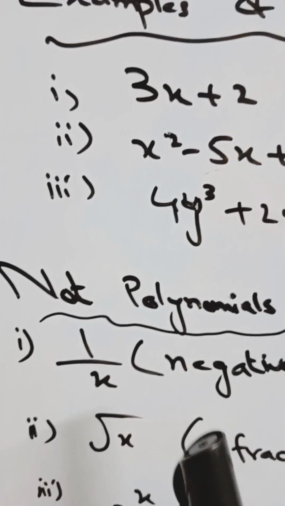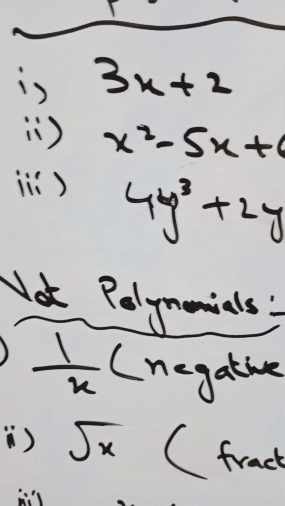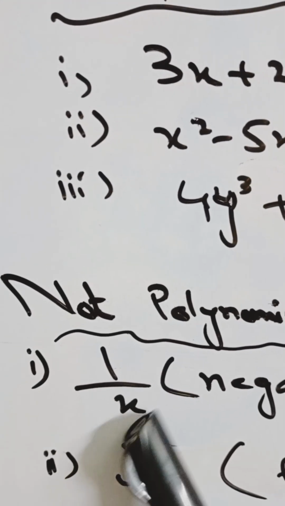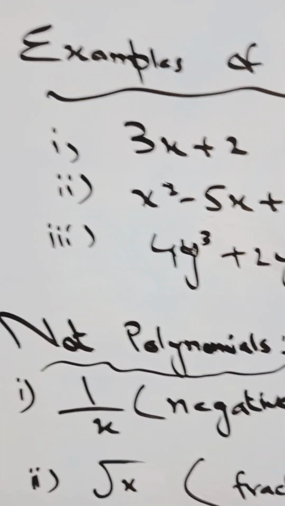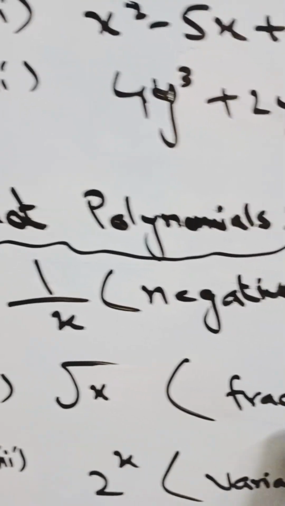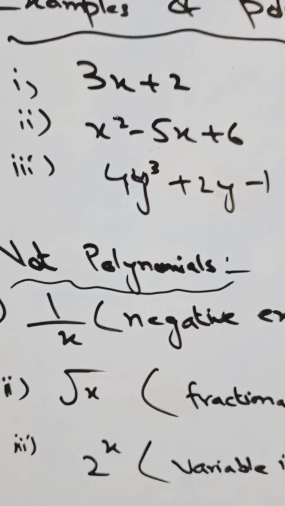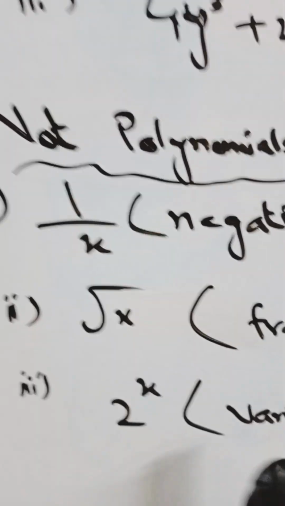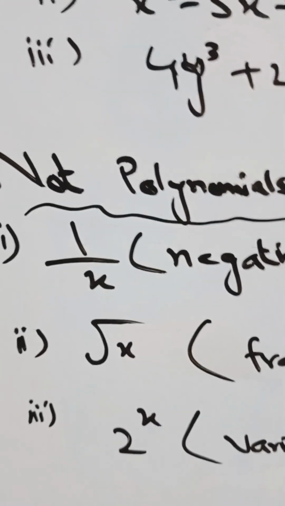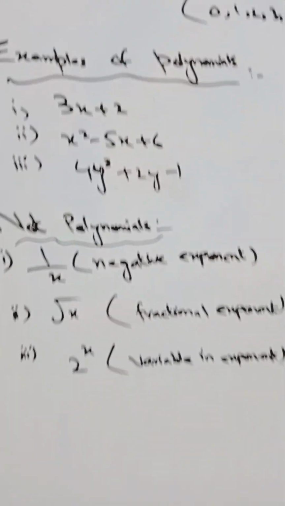Whereas not polynomials: 1/x, which has a negative exponent. If we have a variable with a negative exponent, this is not a polynomial. Under root x, a fractional exponent, is not a polynomial. 2 raised to the power x, a variable in the exponent, is not a polynomial. I hope it's clear.